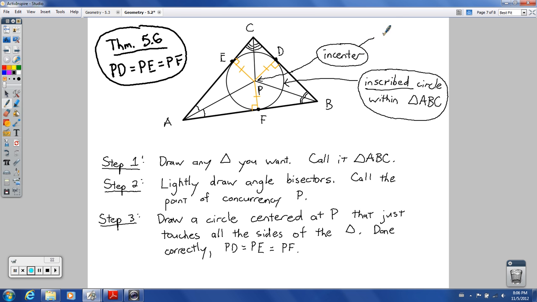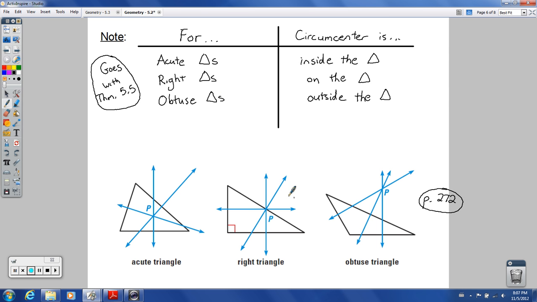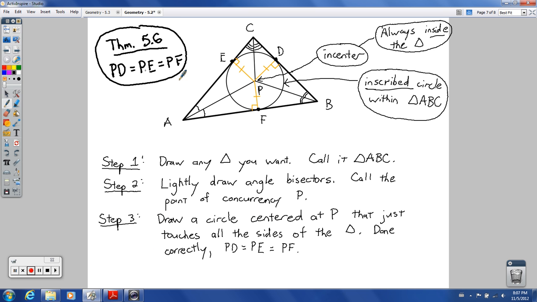And with incenters, a little extra note to make here. This is true. It's always inside the triangle. It doesn't matter if you're doing angle bisectors. It doesn't matter if you have an acute, obtuse, or right triangle. The incenter always ends up being on the inside. Unlike we had here with the circumcenter. Sometimes the circumcenter was in different places depending on what kind of triangle it was. That's not the case with angle bisectors. If you draw in any angle bisectors, they're always going to meet inside the triangle somewhere.